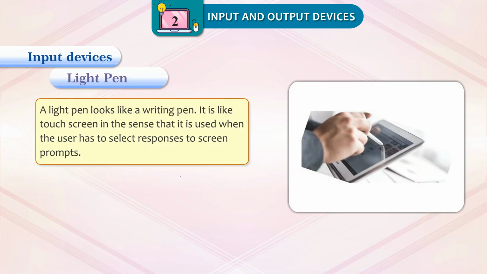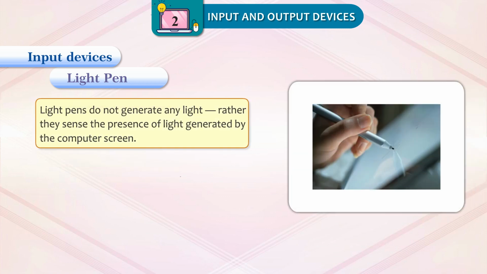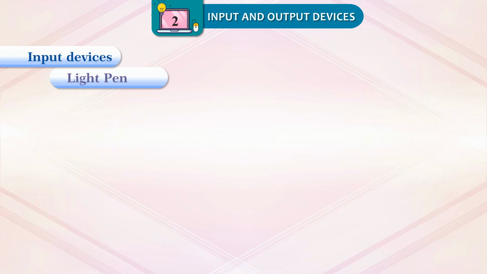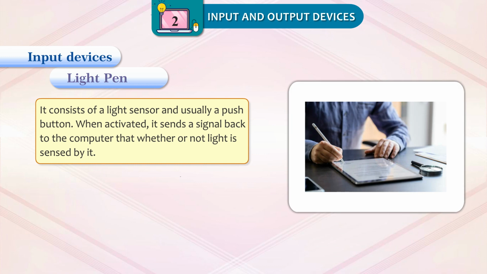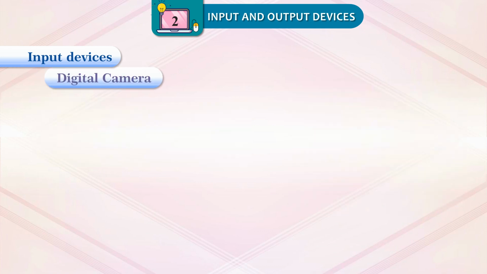Light pen. A light pen looks like a writing pen. It is like touchscreen in the sense that it is used when the user has to select responses to screen prompts. Light pens do not generate any light. Rather, they sense the presence of light generated by the computer screen. It consists of a light sensor and usually a push button. When activated, it sends a signal back to the computer that whether or not light is sensed by it.